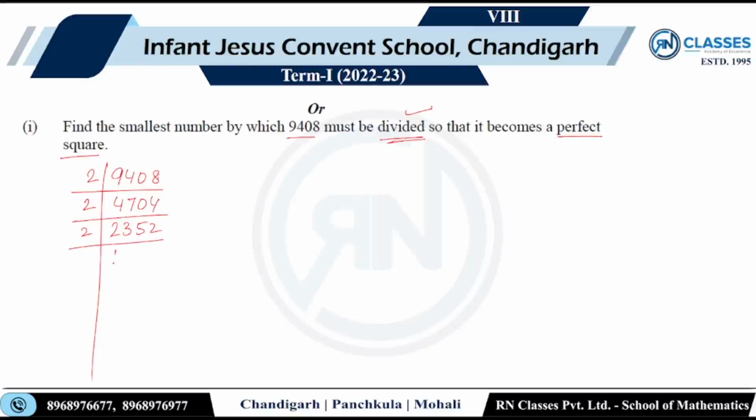It would be 1176. Again, it is divisible by 2. 588. Again, it is divisible by 2. It would be 294. Divisible by 2. It would be 147. Now it is not divisible by 2. It is divisible by 3. It would be 49. 7. Right? So we have done the prime factorization of 9408.